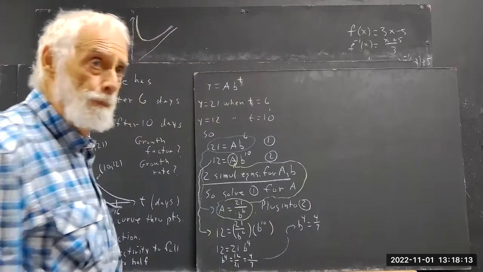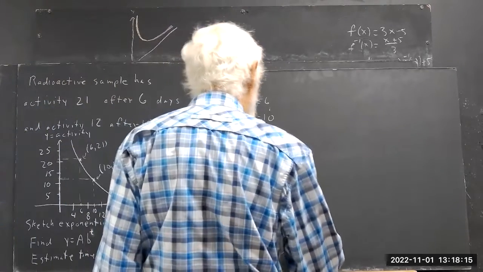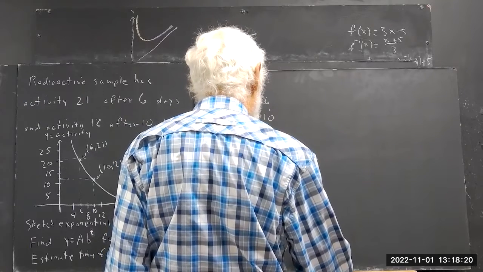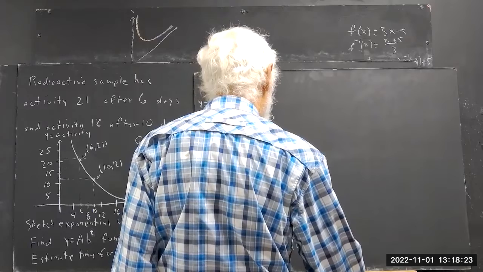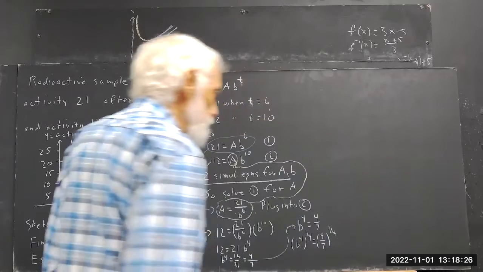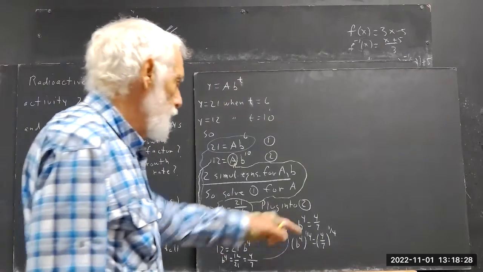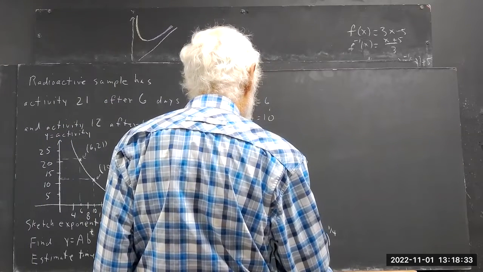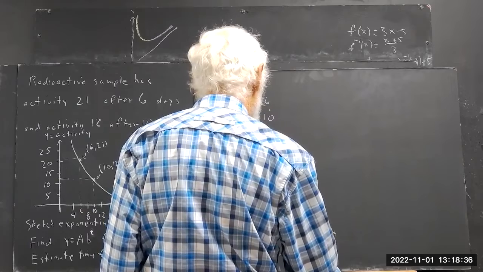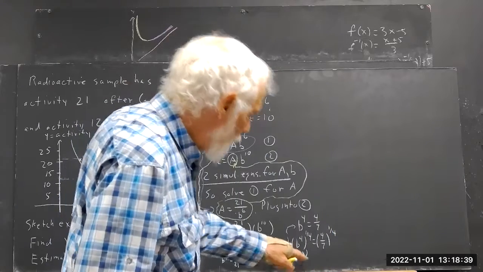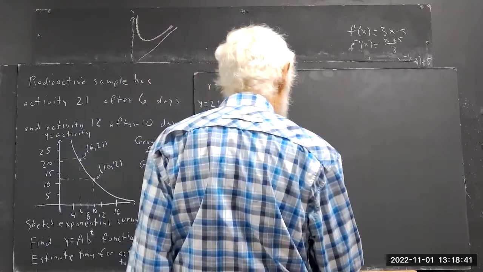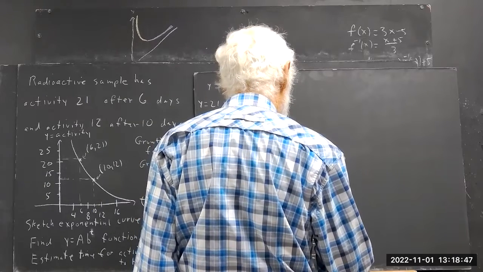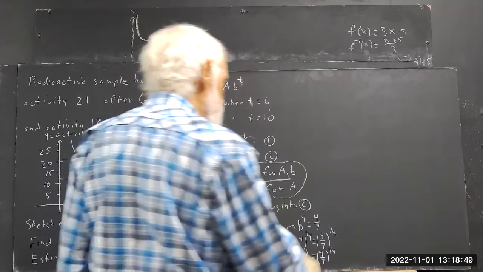So how do we get B? We raise B to the 4th to the 1/4 power. Well, B to the 4th to the 1/4 is B to the 4 times 1/4, which is B. That equals 4/7 to the 1/4.